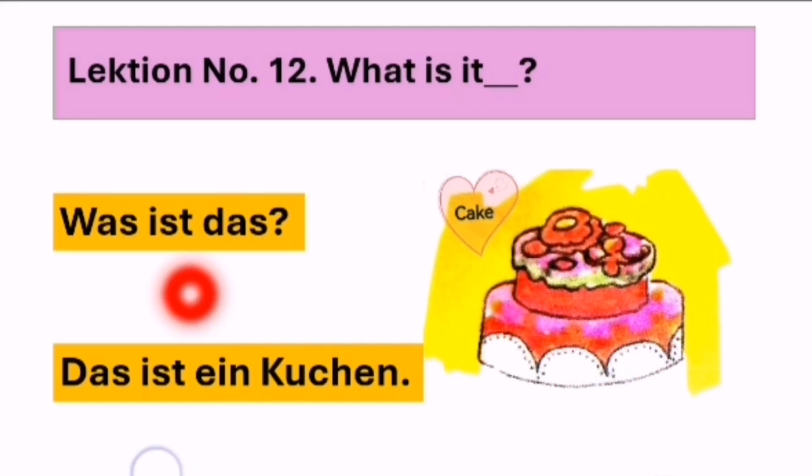This is a cake, okay? Was ist das? What is it? Das ist ein Kuchen. This is a cake. Kuchen. Was ist das? Das ist ein Kuchen. So Kuchen is masculine, so that's why we are using here ein.